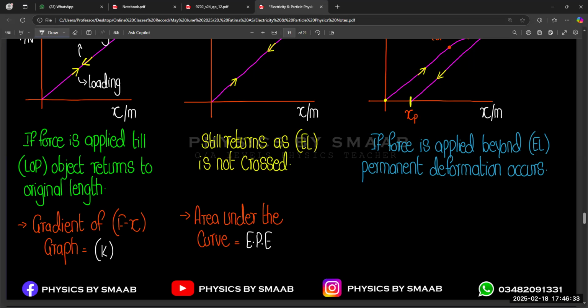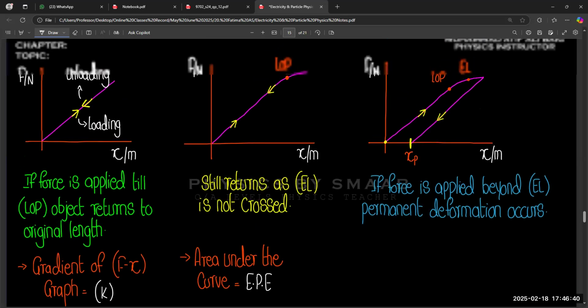So if we consider a simple graphical representation, within the limit of proportionality, just like in the first graph, we are getting a right angle triangle. In a right angle triangle, if we apply the formula for area, the area under the curve will be equal to 1 over 2 base into height. So base is equal to x, height is equal to F. But we are going to consider an average force. So this is a slight difference.